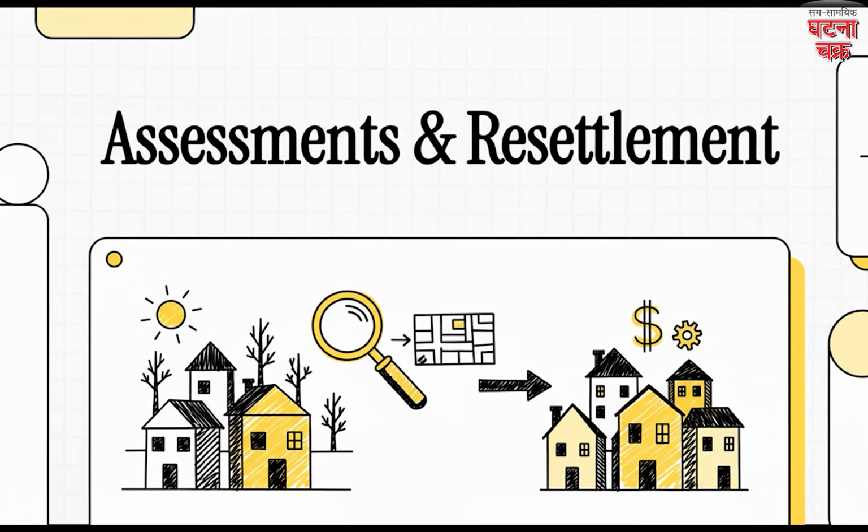Have you ever wondered what really happens when the government decides to build, say, a new highway or a school right where people are already living? Well, today, we're going to break down that whole official process. We're going to focus on two huge concepts you absolutely need to know: the social impact assessment and the resettlement area. So, let's dive right in.